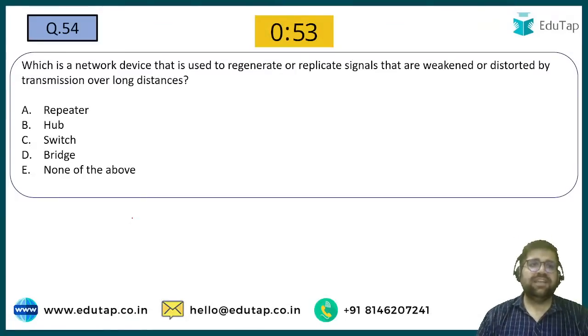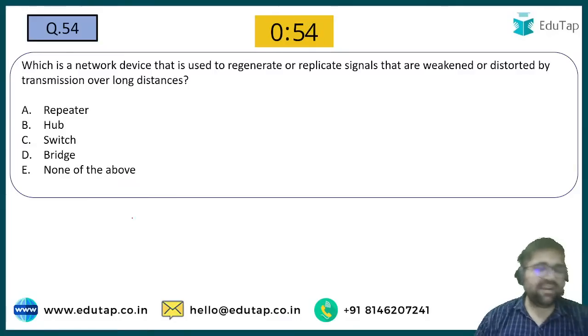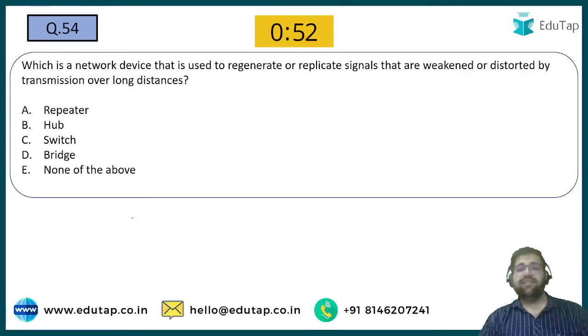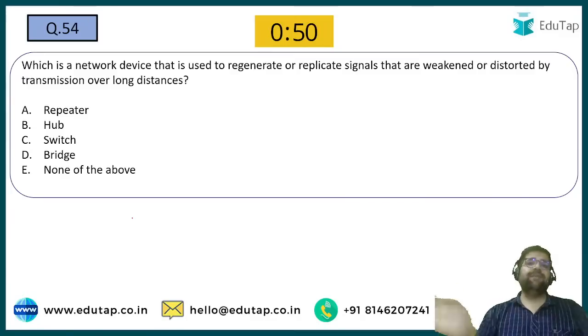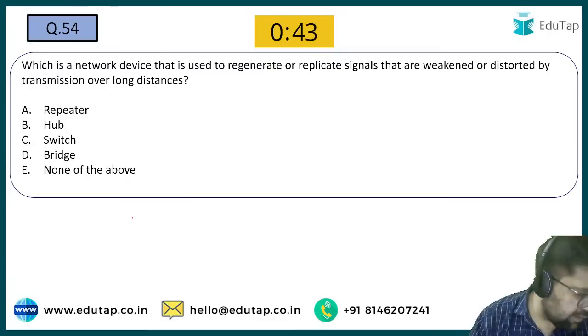Question number 53, answer is C. Yes, one direction at one time, that is simplex. One direction, and after that feedback is coming, that is half duplex. But if everything is happening simultaneously, like hand to hand, then it will be an example of full duplex. Yes, half duplex, walkie-talkie, good.